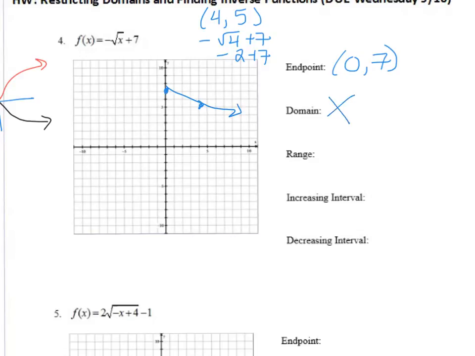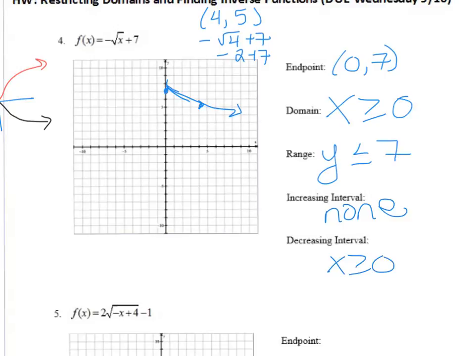So that's still a domain as x is greater than or equal to 0. But now for our range, since it's going down, we have every y value less than or equal to 7. And if I'm walking on my graph, now we're decreasing. So there's no increasing interval, and we're decreasing for every x is greater than 0.